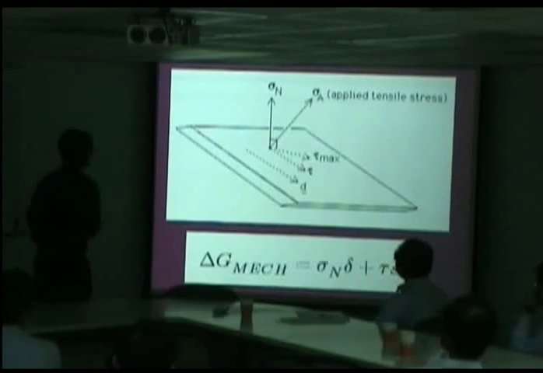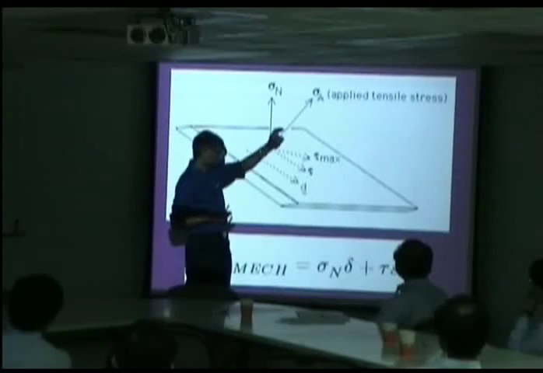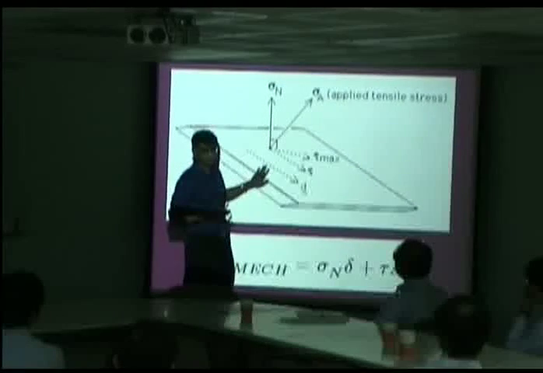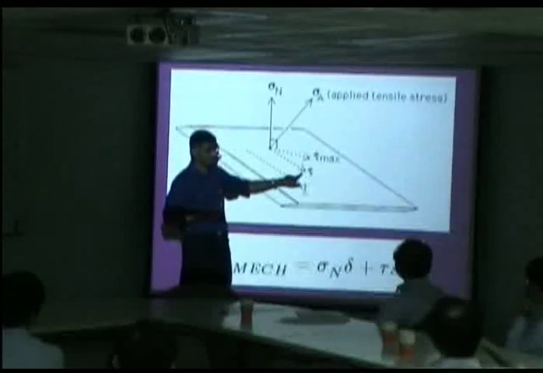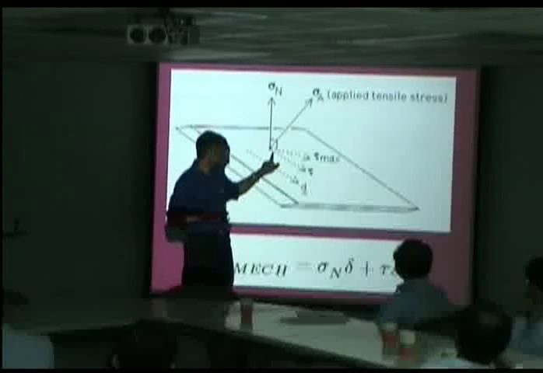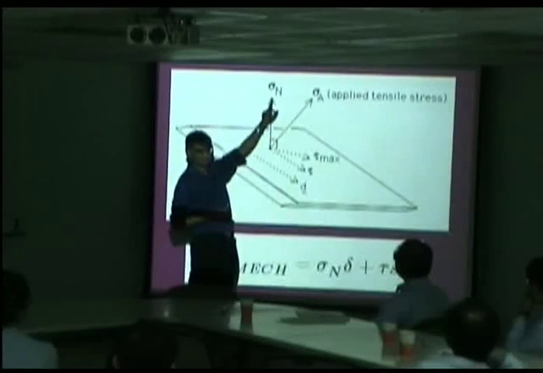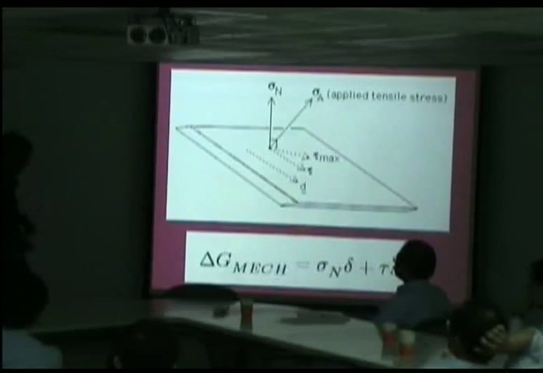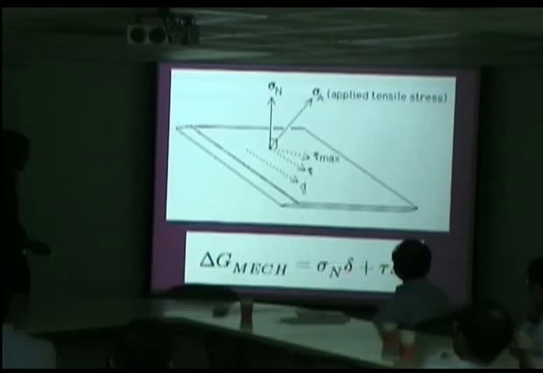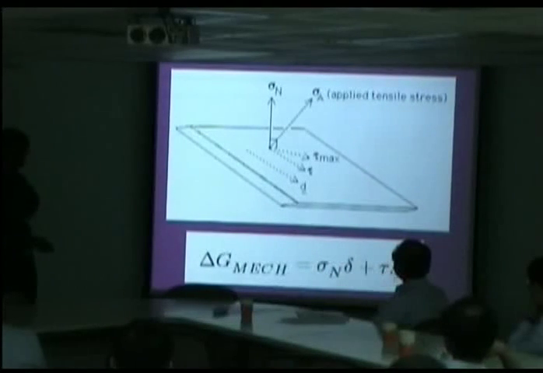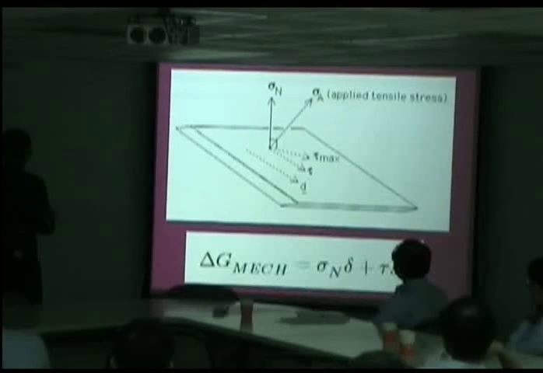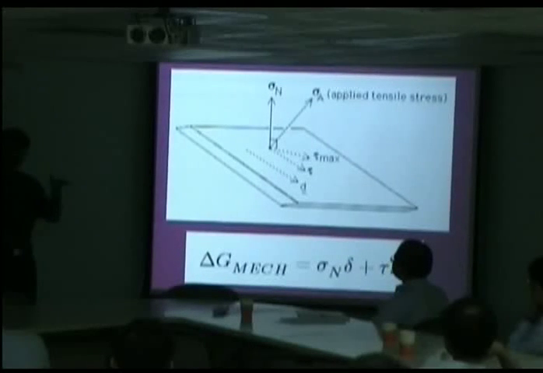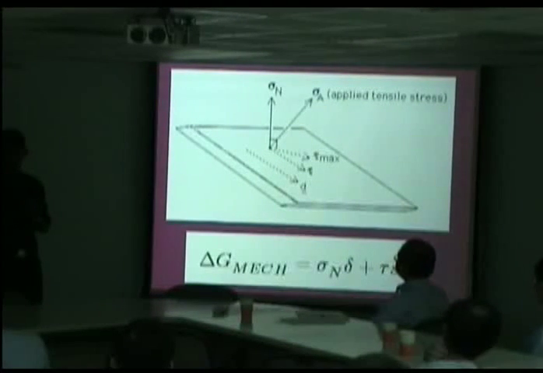Similarly, for martensite, when I apply a stress, that stress will be resolved into two components. One is normal to the habit plane, and one is along the habit plane. So this is a shear stress, and this is a normal stress on the habit plane of the martensite. And that will give me a mechanical driving force here, which is the normal stress times the volume change, plus the shear stress times the shear strain of the transformation. And for those orientations for which the mechanical driving force is largest, they will be favored.